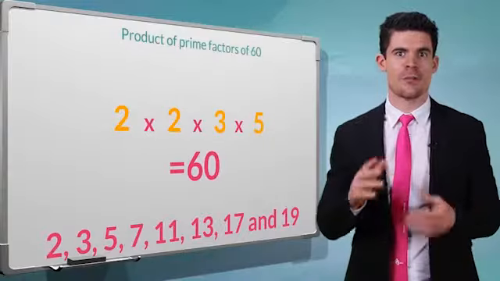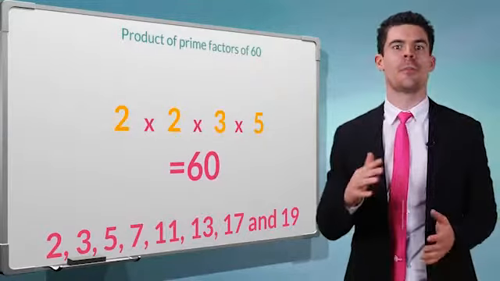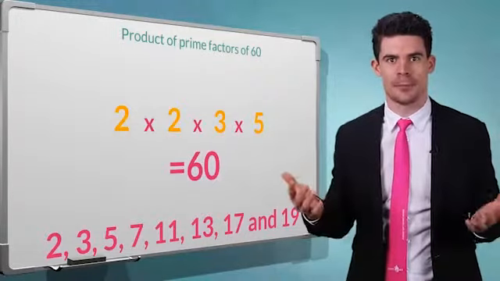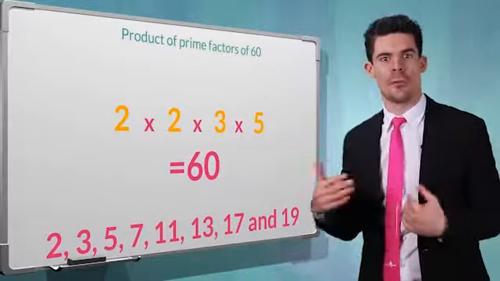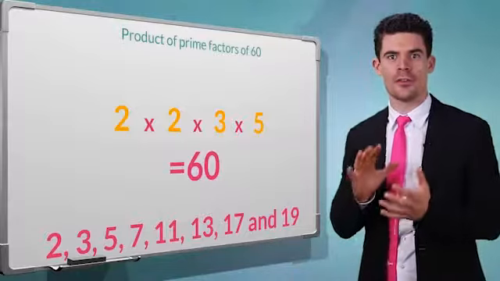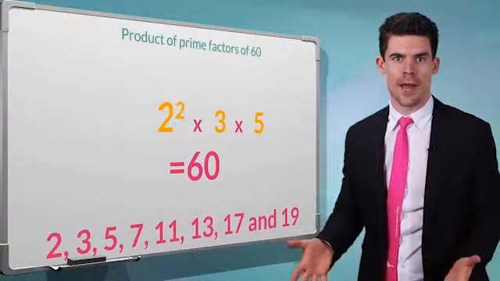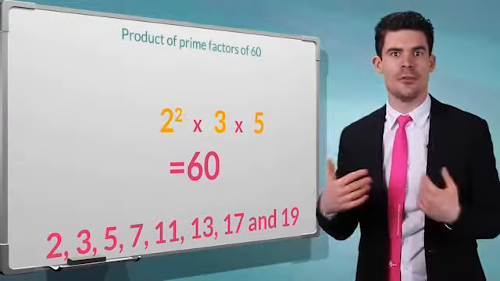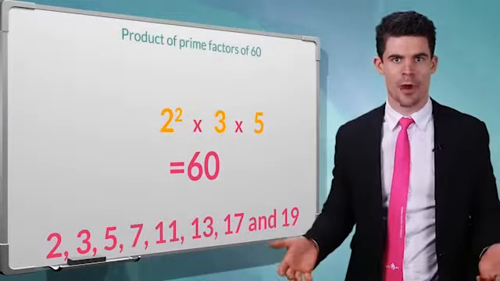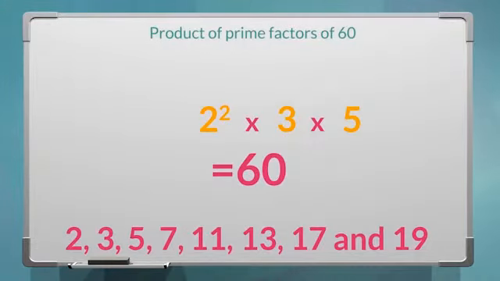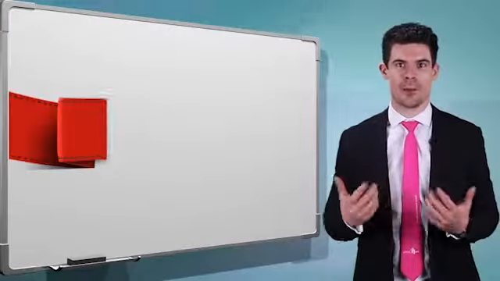Now, this answer will gain you full marks, but if you feel like being a smarty pants, then you can add an extra step. Because the answer was 2 times 2 times 3 times 5, we can write the 2 times 2 as 2 squared. So the answer would be 2 squared times 3 times 5. However, make sure you don't make a mistake with this step and throw marks away. So, that's the maths completed.